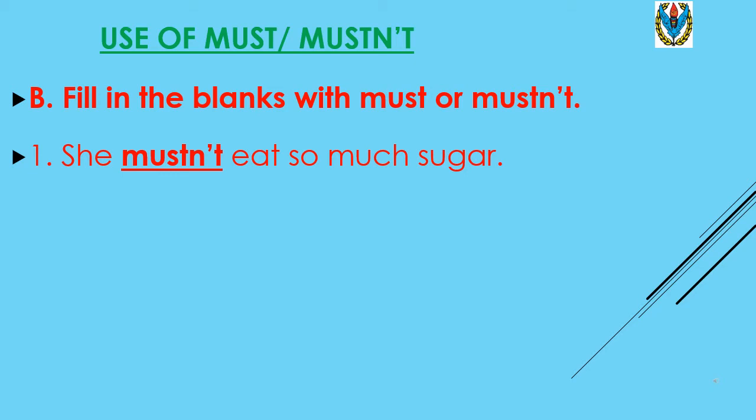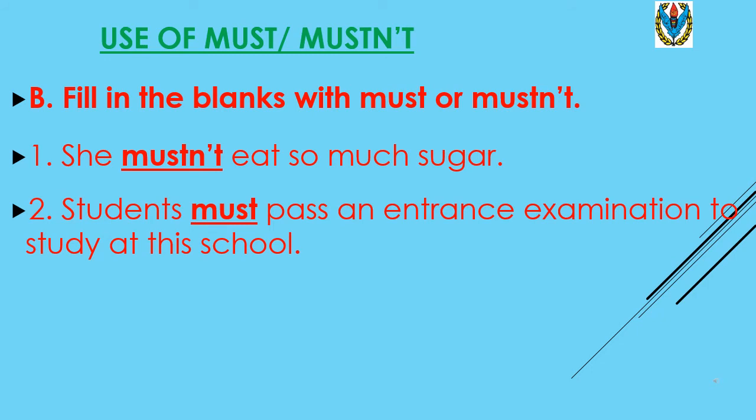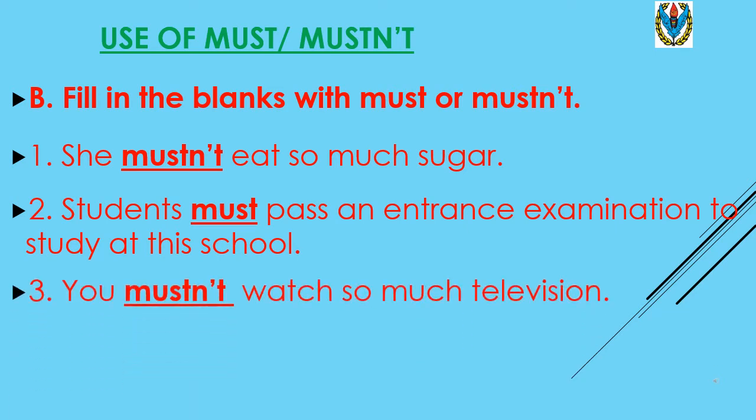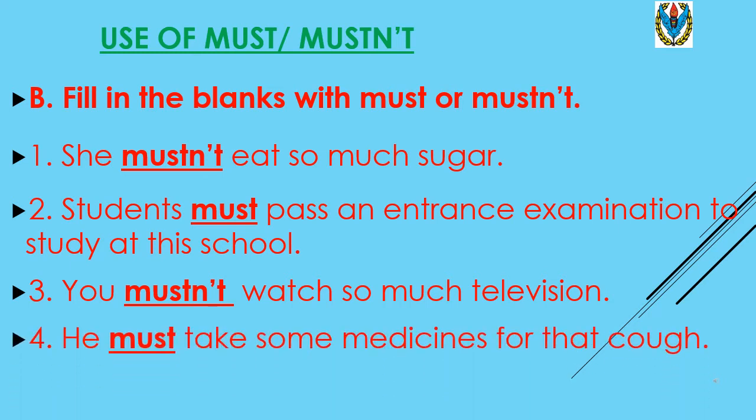Must not in number 1. And number 2, students must pass an entrance examination to study at this school. Must in number 2. Number 3, you must not watch so much television. Must not in number 3. And number 4, he must take some medicines for that cough. Must in number 4. Number 5, visitors must not smoke. That is a strong prohibition. So that is why must not has been used here.